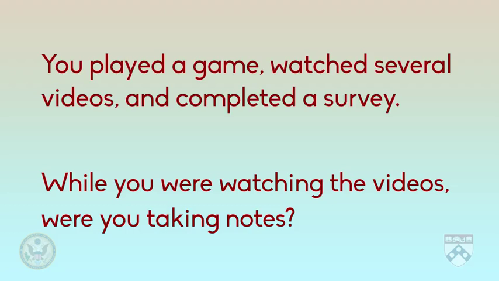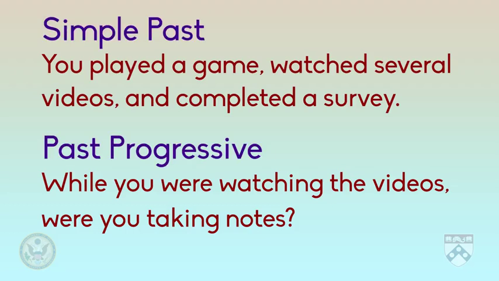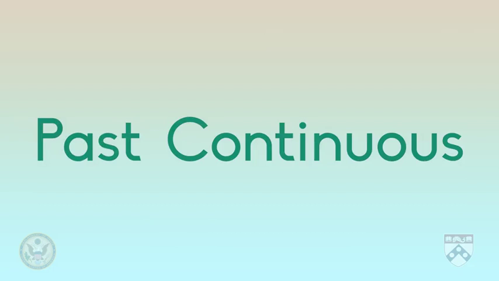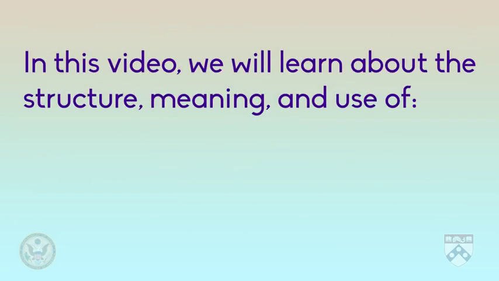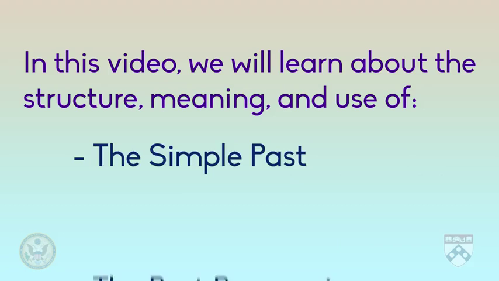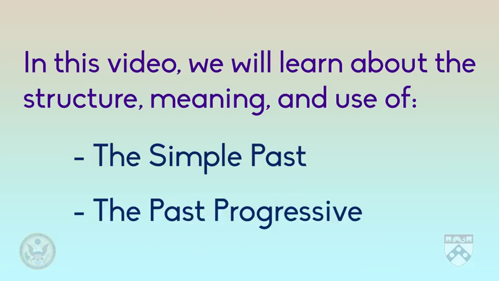Take a look at those sentences. There are two forms of the past tense being used there, the simple past and the past progressive, sometimes called the past continuous. In this video, we're going to talk about the structure and meaning of the simple past and the past progressive. We'll also talk about when we should use each of these forms.